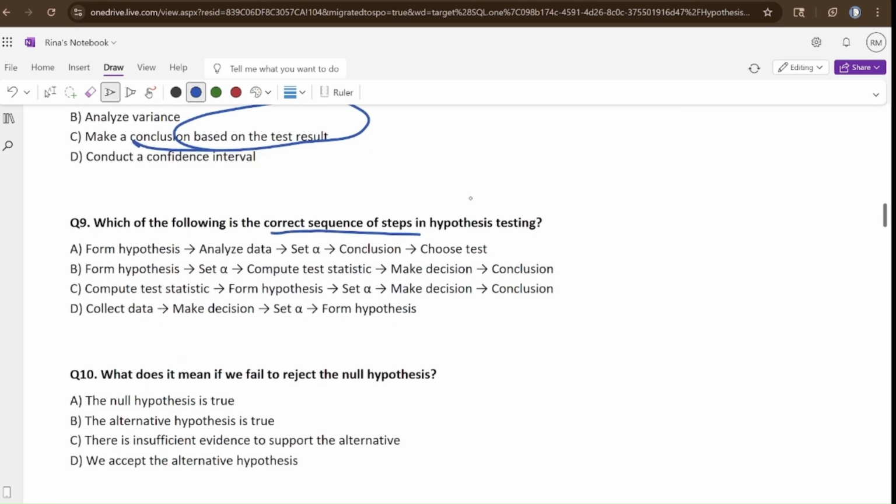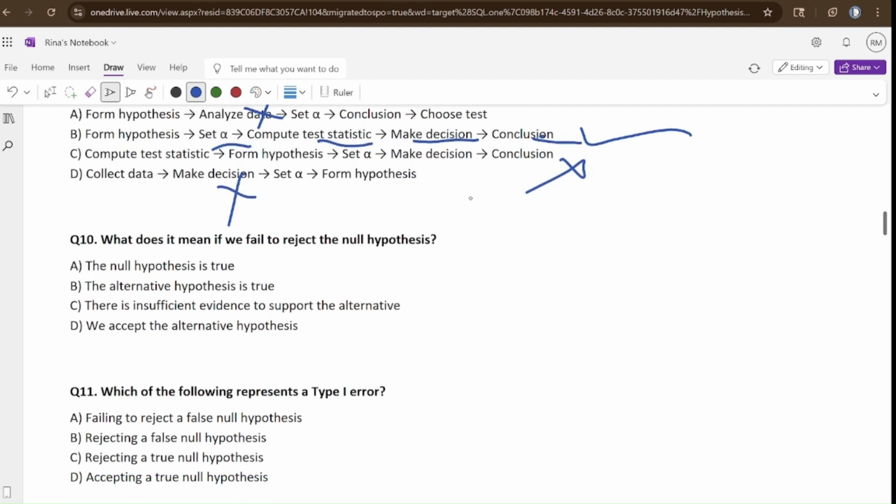Now, see which one is the correct sequence. From hypothesis, analyze data, set alpha. No, analyze data will not come in between. From hypothesis, set alpha, compute statistic, decision, conclusion. Exactly. Compute test, no. First you have to do the hypothesis. Collect data is fine, but make decision, no.